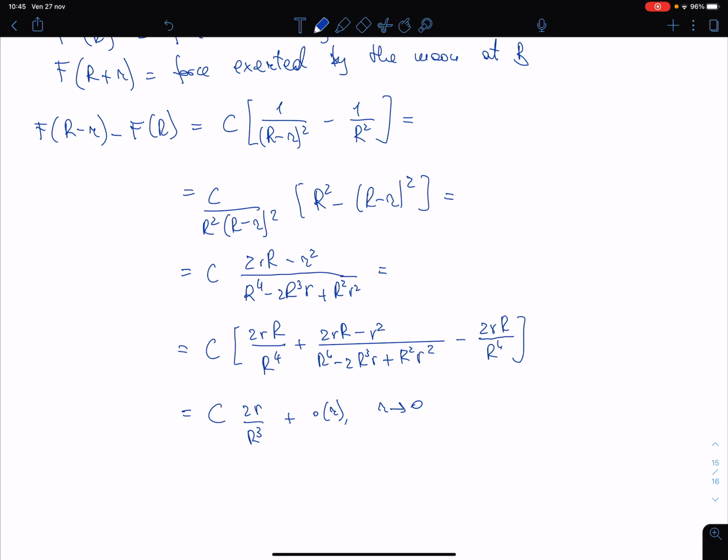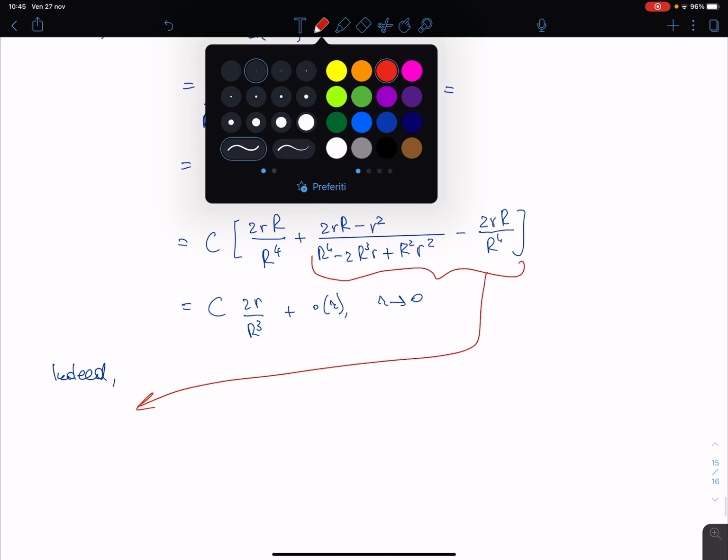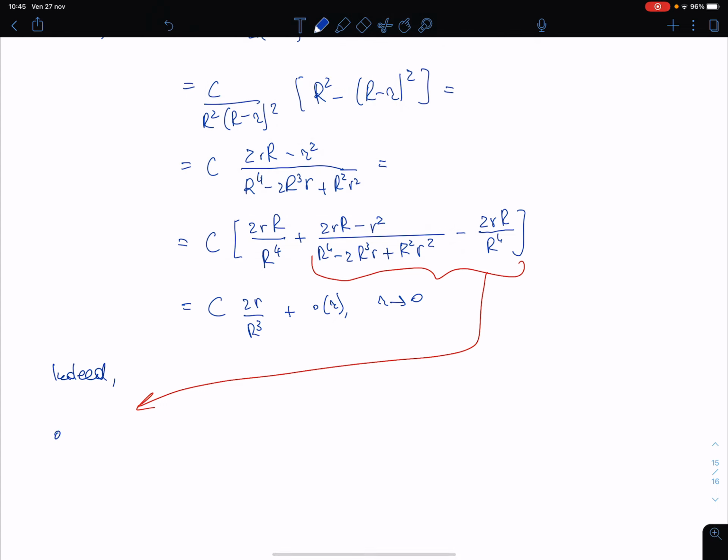Indeed, if I mark in red these two terms and I compute them here, at the numerator we have 2 small r to the fifth power minus r squared capital R to the fourth minus 2 r capital R to the fifth power plus 4 r squared capital R to the fourth minus 2 r cube capital R to the fourth is equal to little-o of R as R goes to 0.